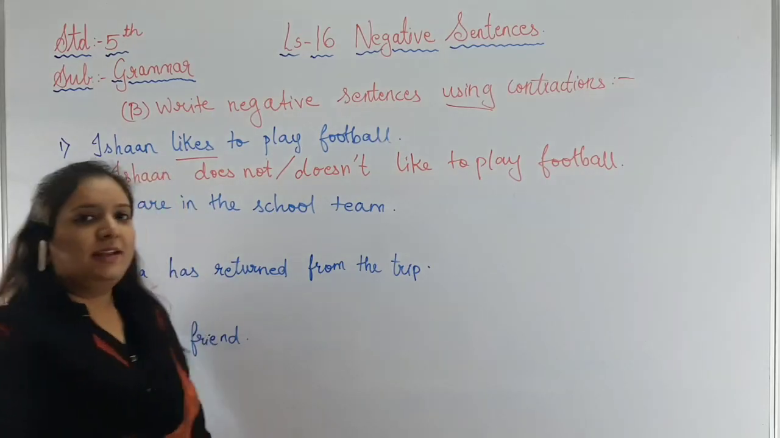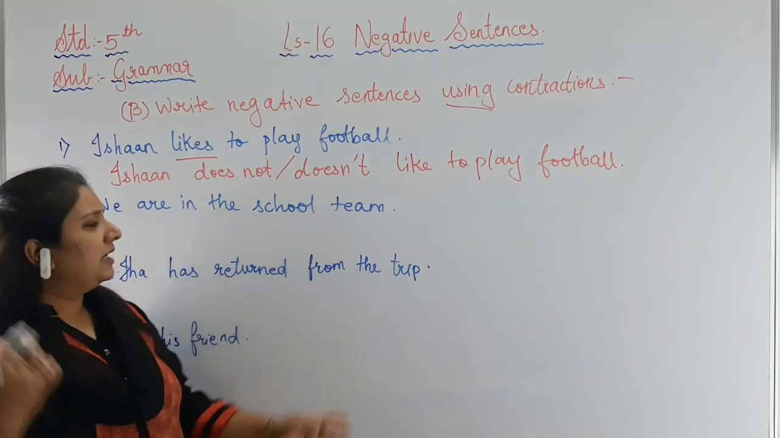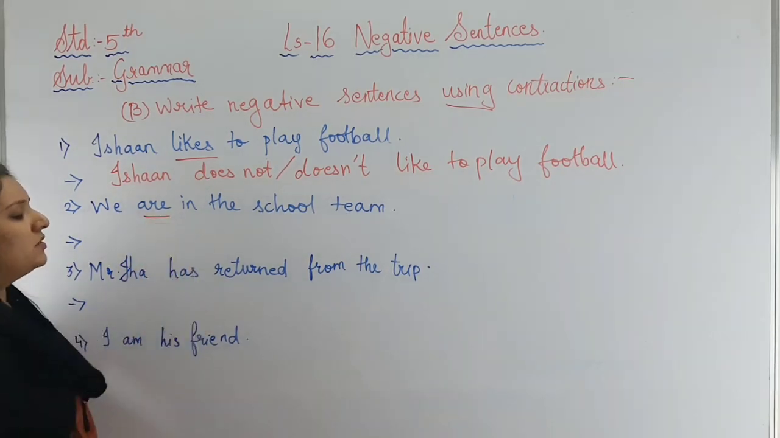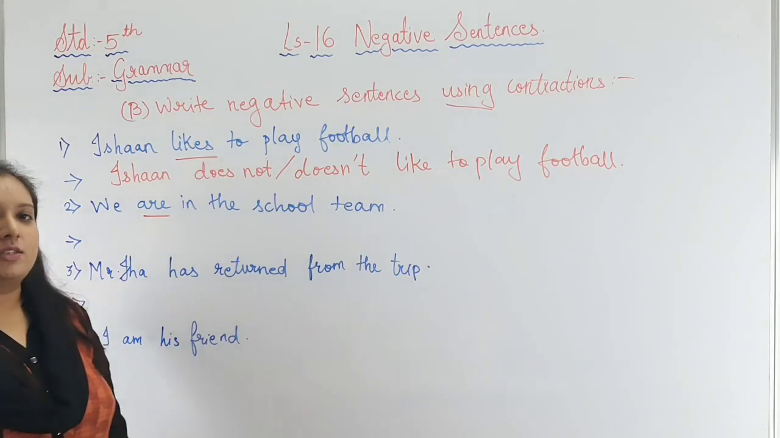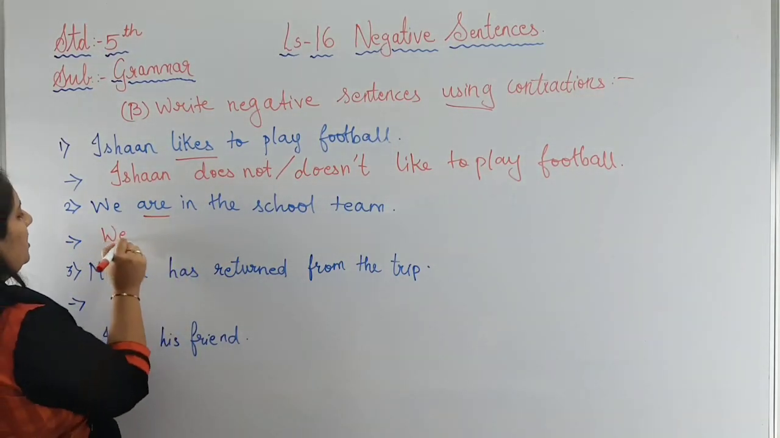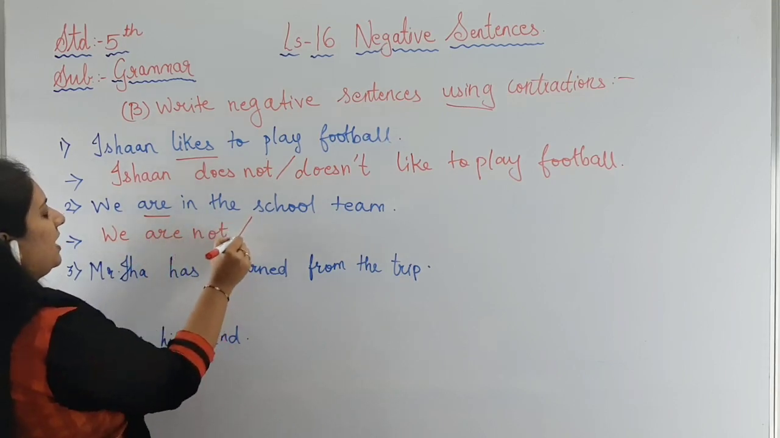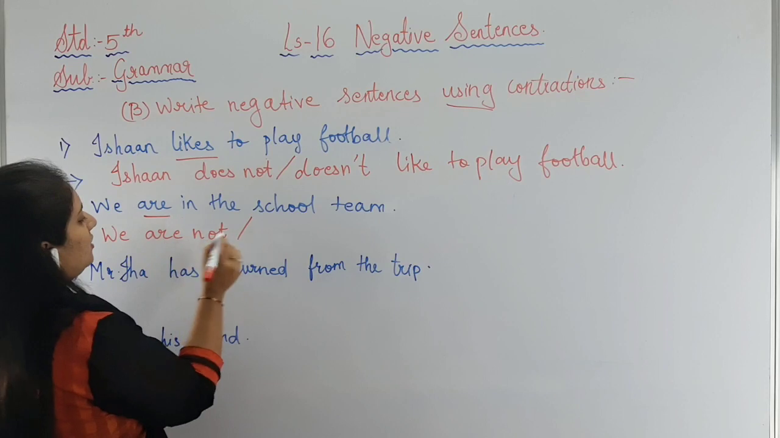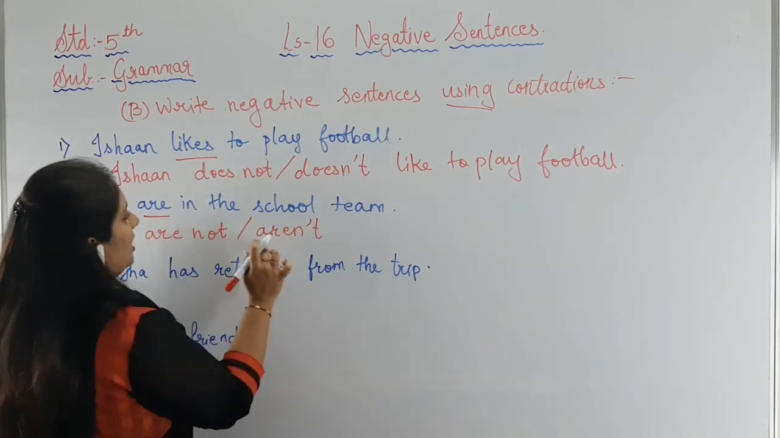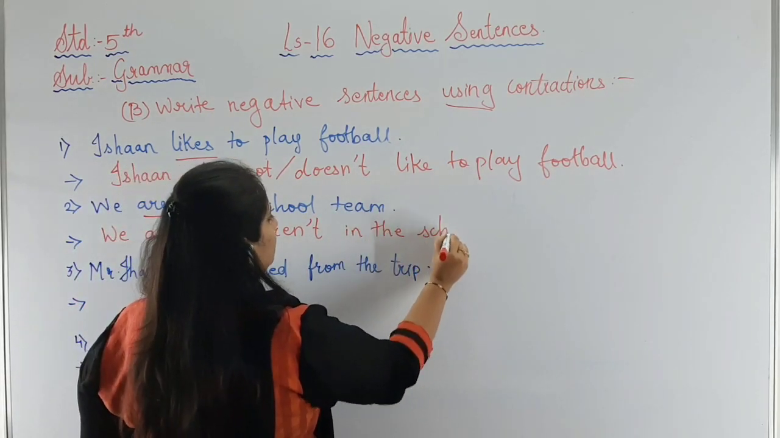Okay. Let's look at the second example. We are in the school team. By looking at this example, I see there is only one verb in this sentence. So we will just add the word not after the verb. So the statement will become, we are not in the school team, and if I use the contraction, are not will become aren't. We aren't in the school team.